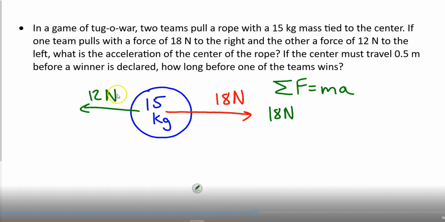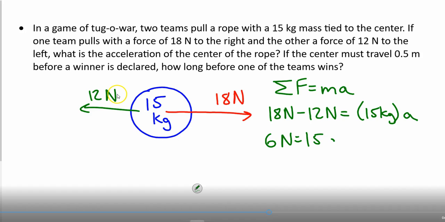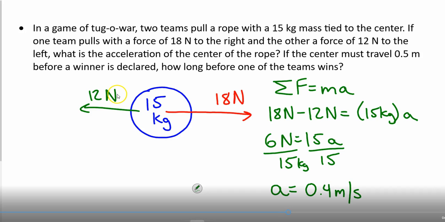We have 18 newtons minus 12 newtons. We can set that equal to the mass times the acceleration. To determine a, we just solve. We find the acceleration is equal to 0.4 meters per second squared.